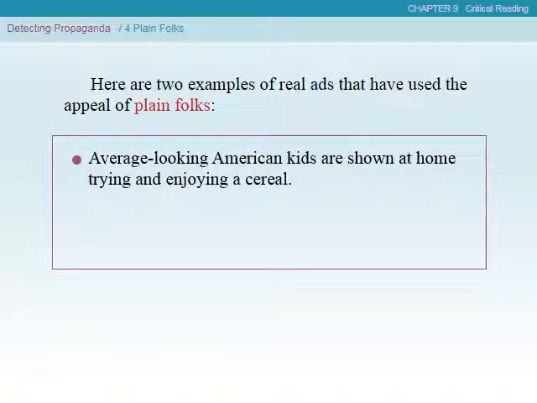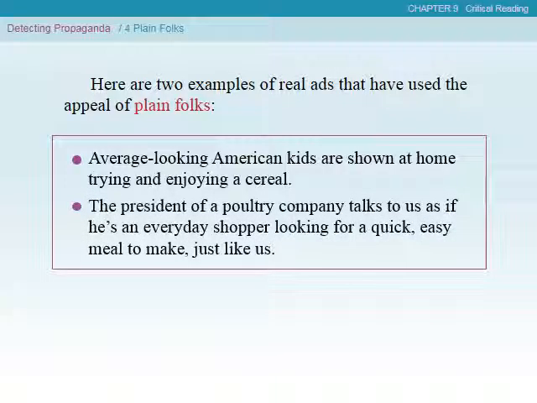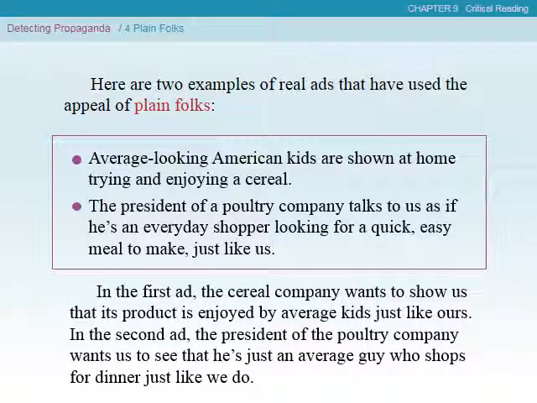So here are some examples. Average looking American kids are shown at home enjoying a cereal. This isn't politicians, but here we have a picture of people who look like us, enjoying this cereal. The president of a poultry company talks to us as if he's an everyday shopper looking for a quick and easy meal, just like us. Again, it's trying to make the people look like us. So in the first ad, they want to show us that this is a cereal that just average kids like ours will eat.